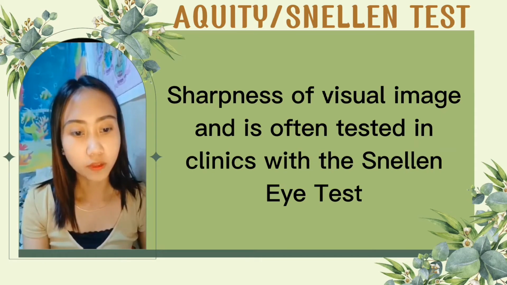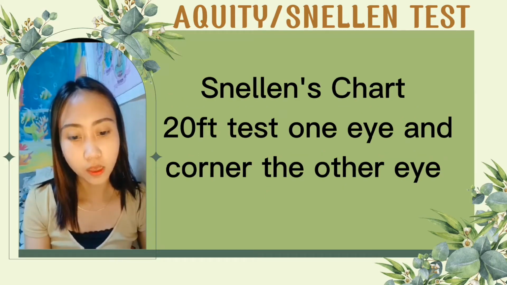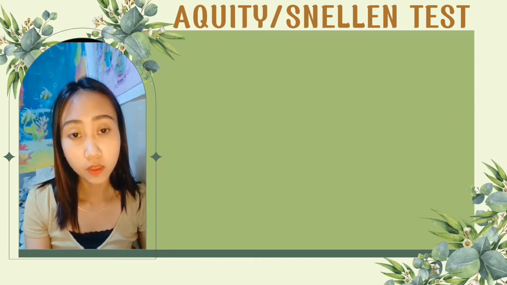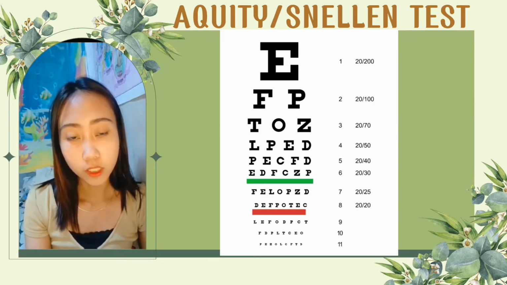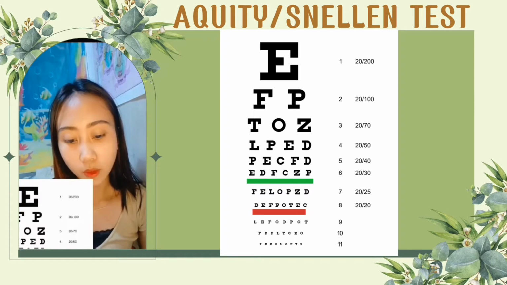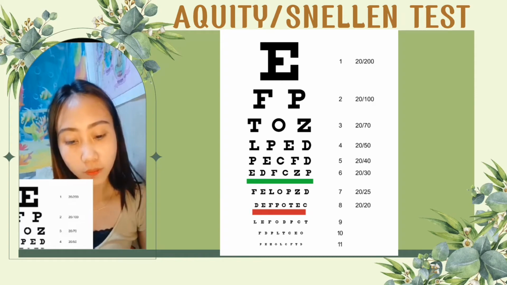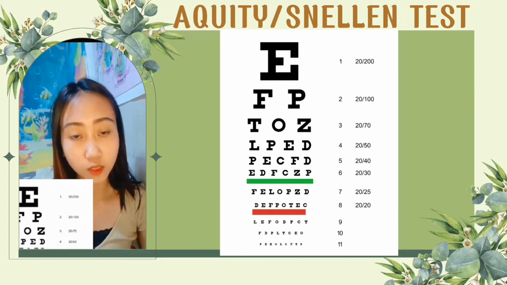Acuity is the sharpness of the visual image and is often tested in clinics with the Snellen eye test. With the Snellen chart, stand 20 feet away, test one eye and cover the other eye. In the video, 20 feet from the chart, the patient first tries to read the lowest line he can. He covered the right eye and read line 8. Second, he covered his left eye and read line 8 again. With both eyes, he read line 8 again. Reading line 8 means that he has 20/20 vision. This means he can see the same line of letters at 20 feet that a person with normal vision can see at 20 feet.